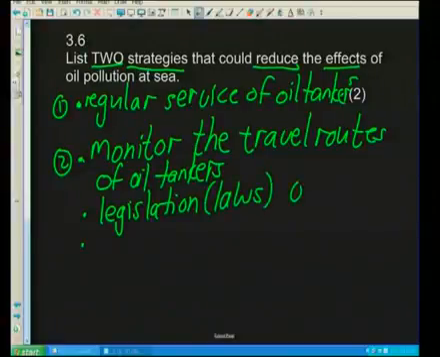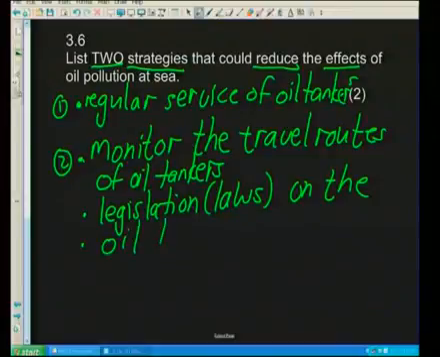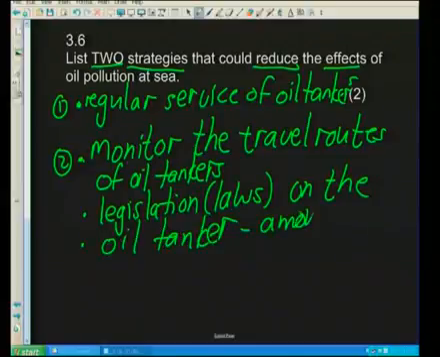Laws on what? On the oil tankers. In other words, on the movement of the oil tankers, on, let's say, legislation on the oil tankers. For example, on the amount. All right, how many oil tankers? There should be laws about the oil tankers.